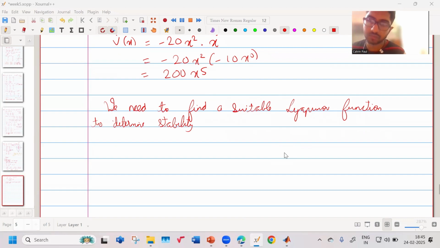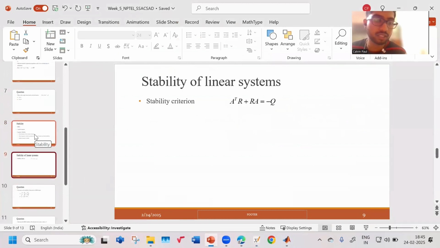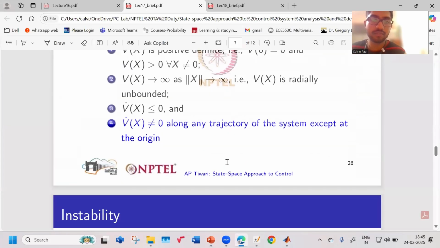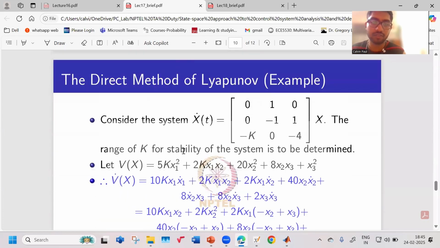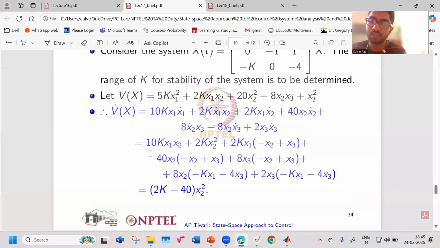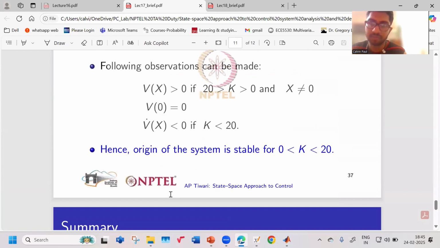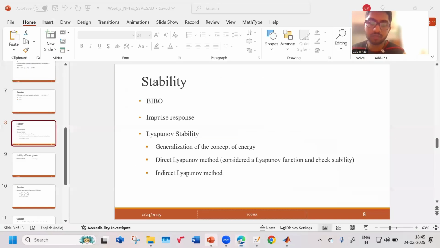So let us go to my question. This is the stability of linear systems. The problem is we have to find this V of x, which is very difficult to find. Here, sir has given a question, and he has also given the Lyapunov function. Then they found the derivative, and then they found for which range of k it is stable. So let us go to our questions.